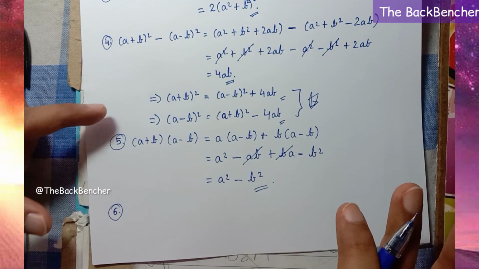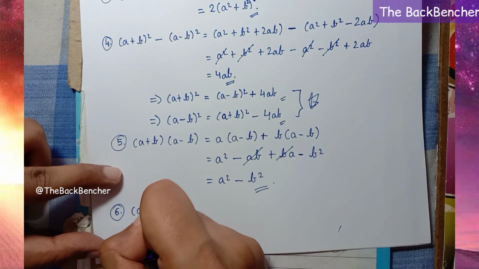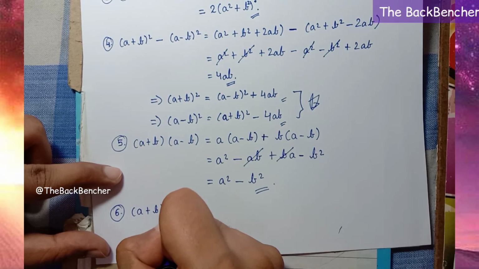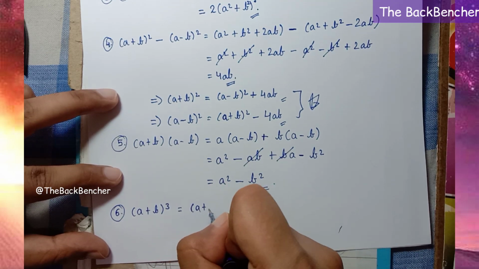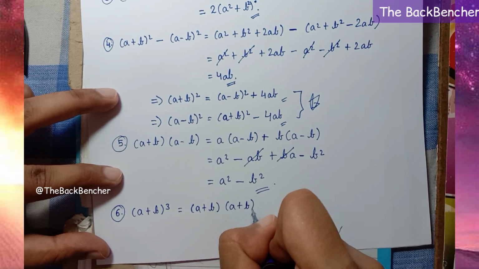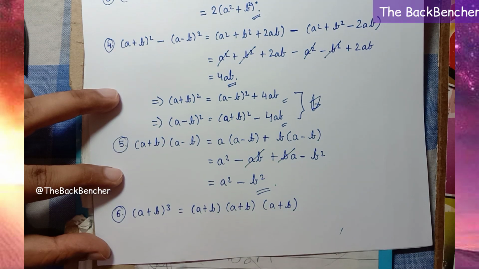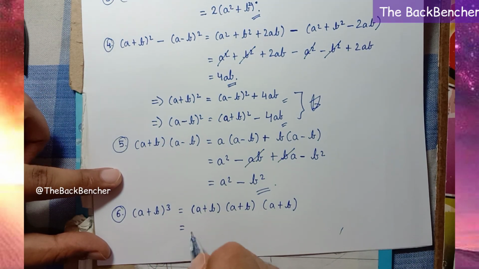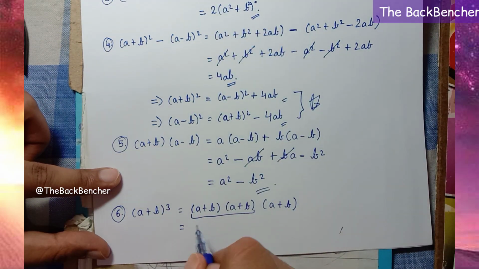You can see the whole equation in this part. That is (a+b) whole cube. In the previous equations we were dealing with the square part, and in this equation we will deal with the cube part. Here you can see that (a+b) whole cube is equal to (a+b) multiplied 3 times. Okay, (a+b), (a+b) and (a+b).